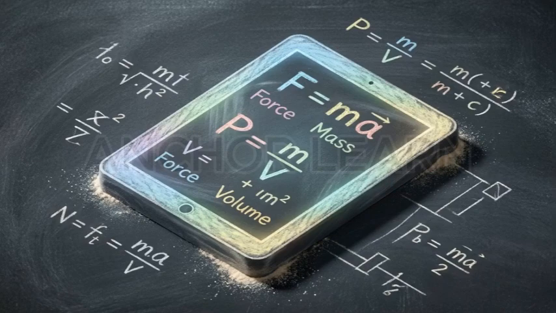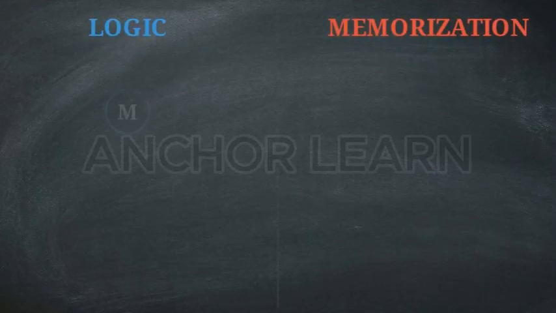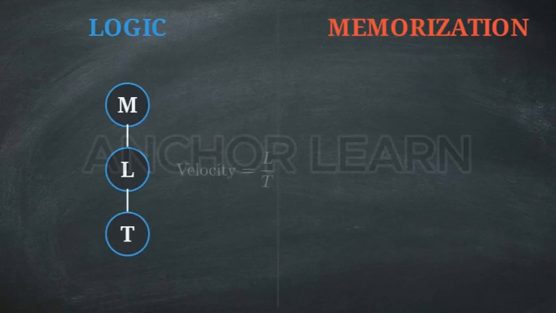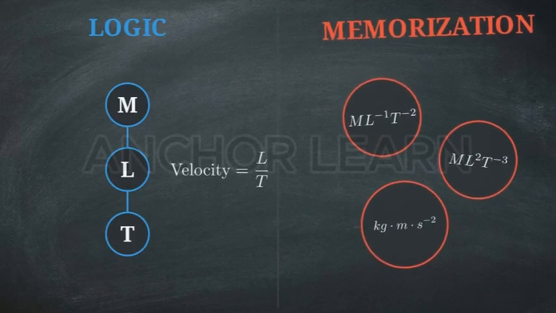Welcome, Scholar. Today we are tackling JAMB UTME Topic 1EI, the dimensions of physical quantities. Our objective is to learn how to determine dimensions and units using clear logic, rather than relying on memorization.